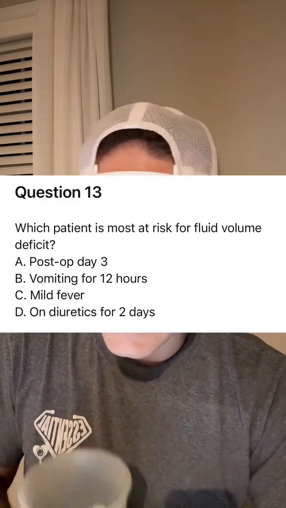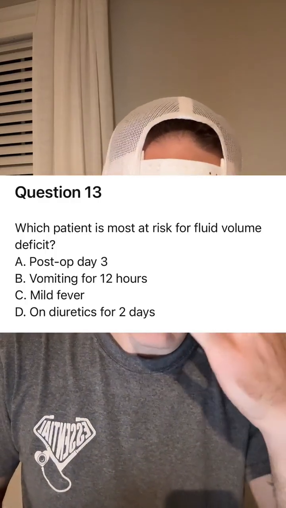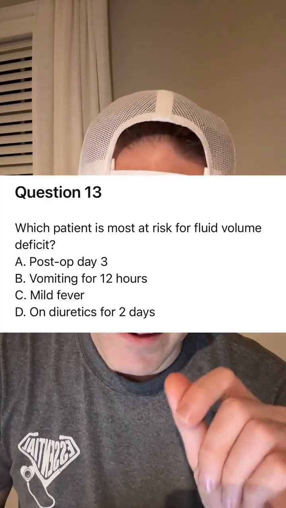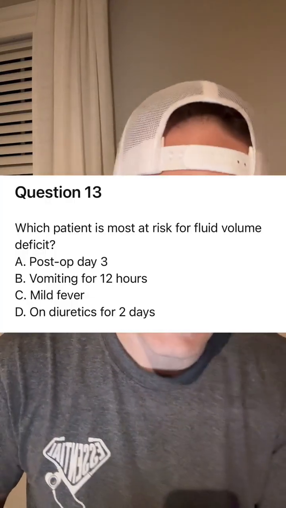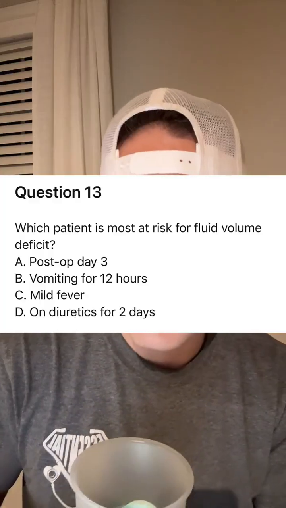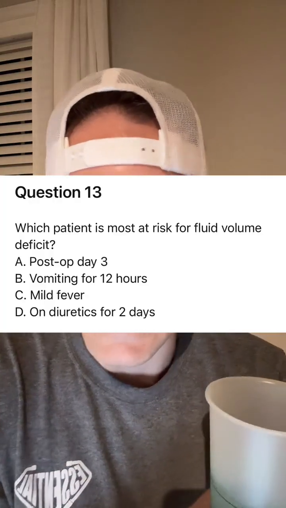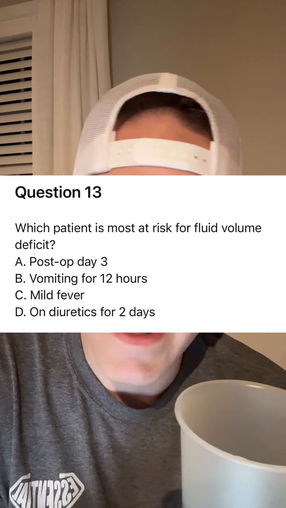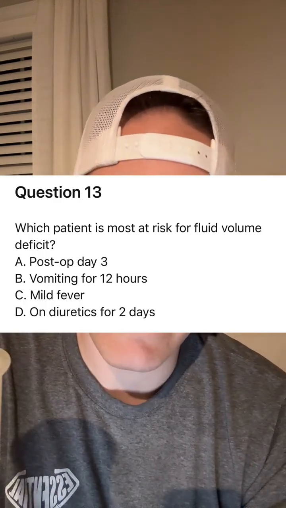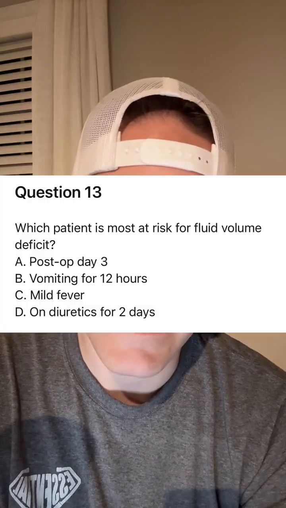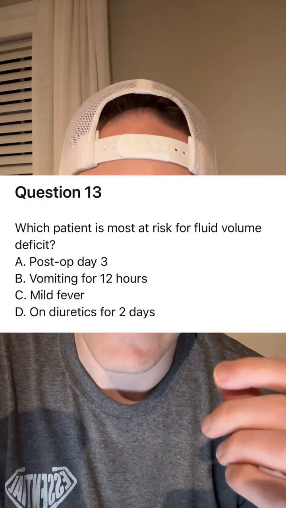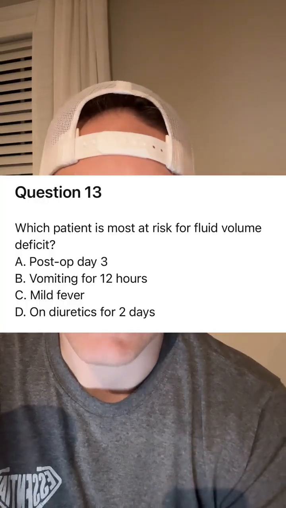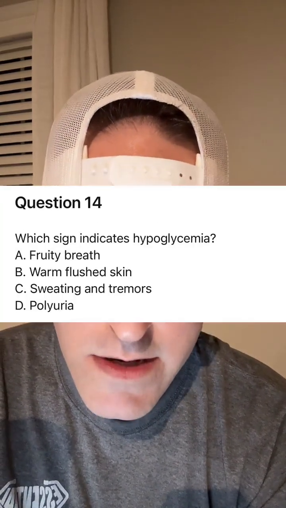Yeah, definitely, guys. Correct answer here is B, because persistent vomiting causes rapid loss of both fluids and electrolytes. That'll lead to dehydration, hypovolemia, and metabolic alkalosis if left untreated. Diuretics for 2 days, sure, but that's not something that's going to provide the most risk for fluid volume deficit. So that's question 13.